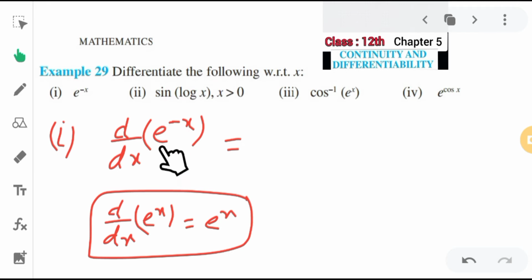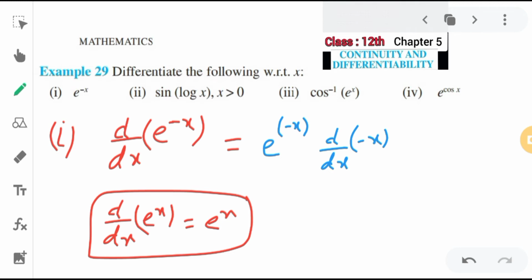So e to the power something: e to the power x is e to the power x. So treat this minus x as x. If you treat that minus x as x, then the derivative will be e to the power x, but this is not x. Instead of x, it is minus x, and whatever the function is there, again you will take the derivative with respect to x. Correct? This is the chain rule.